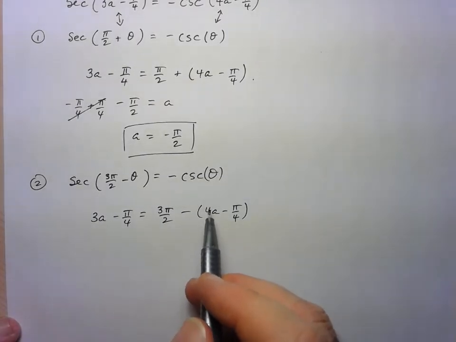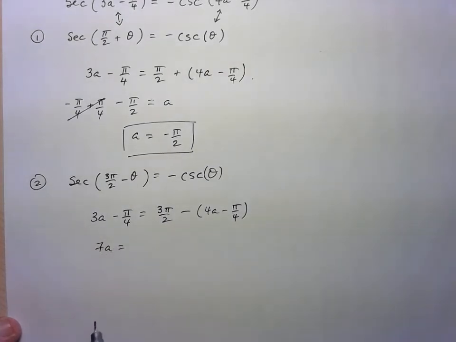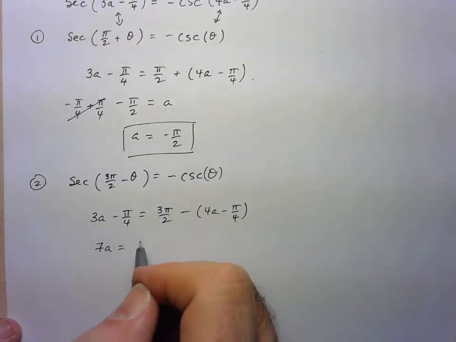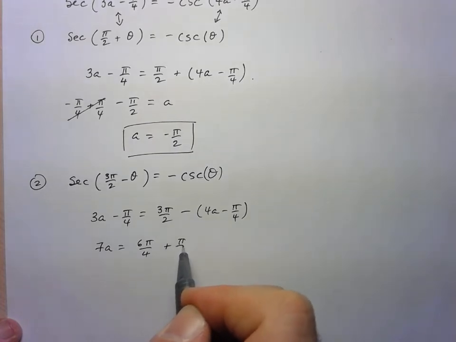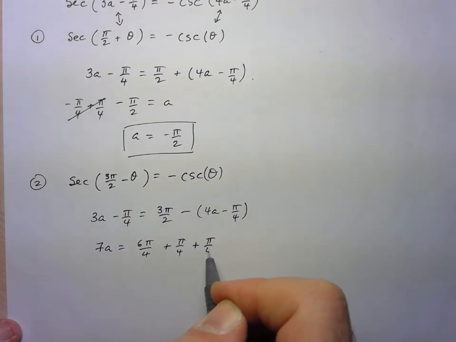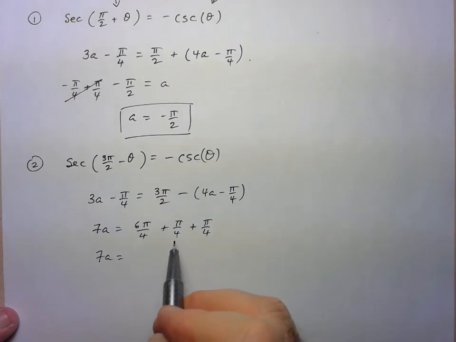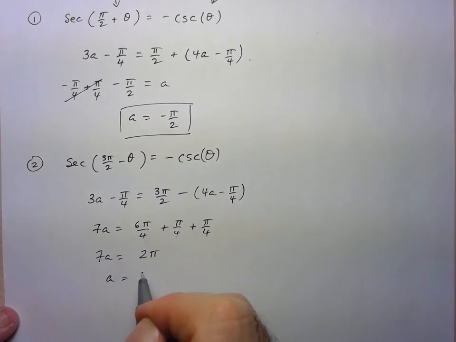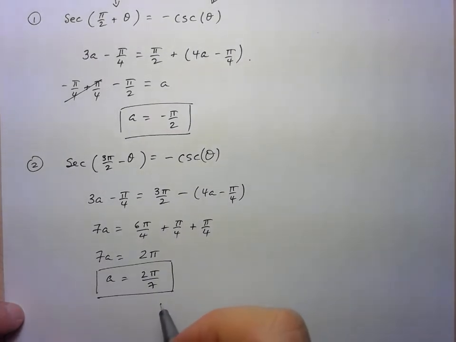So this minus 4a is going to go to the other side, so I'm going to end up with 7a. And what do we have here? So I'm going to put everything over 4. So this 3 pi over 2, I'll just put it as 6 pi over 4, plus pi over 4. And then this negative pi over 4, bring it to the other side. There's another plus pi over 4. So here, what do we have? We have 7a is equal to 6, 7, 8 pi over 4, which is just 2 pi. And so a is also equal to 2 pi over 7. And there's a second solution for this equation.